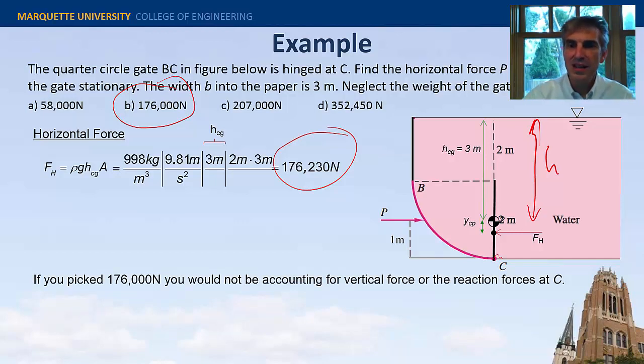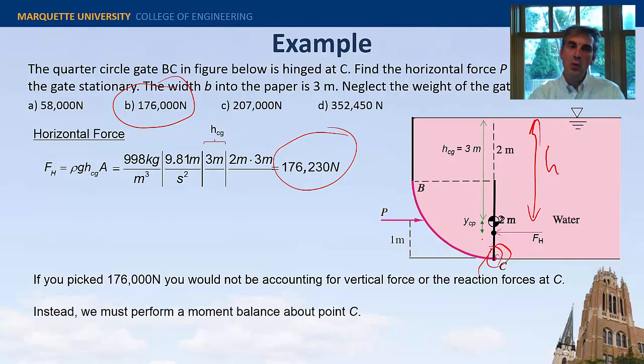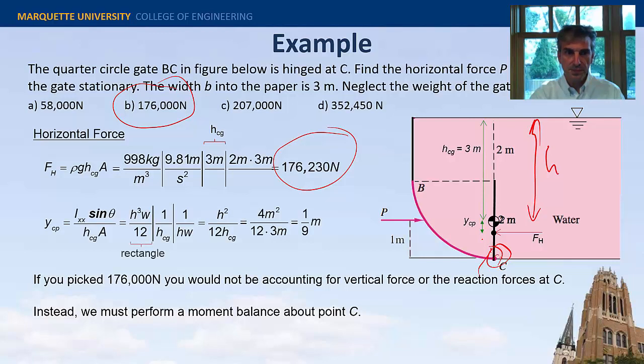You're neglecting the reaction forces acting at C. There could be some reaction forces acting at C. So in order to actually calculate what P is, if we still don't know what the forces at C are, we could perform a moment balance about C, and then that would relieve us from having to know what those reaction forces at C are. But we're going to need to know the vertical forces to do that.